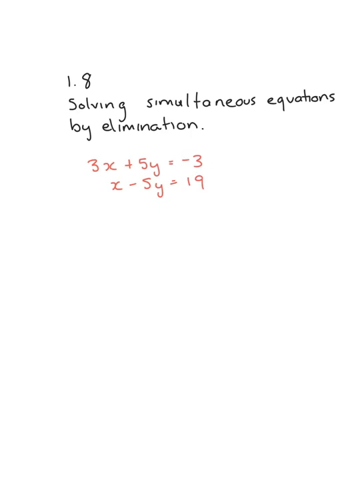Lesson 1.8, Solving Simultaneous Equations by Elimination. This is very easy when one of the variables, x or y, has a coefficient of the same magnitude or size. For example, in this equation, the coefficient of y is 5. It's positive 5 in the first equation and negative 5 in the second equation. The variable has a coefficient of the same magnitude.